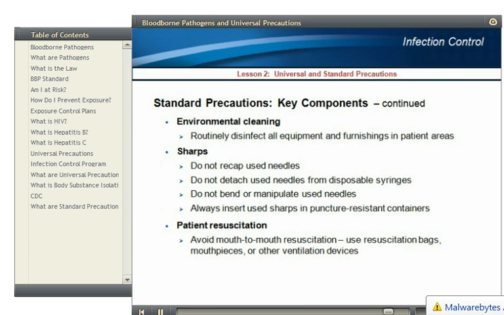Standard precautions. Key components continued. Environmental cleaning: routinely disinfect all equipment and furnishings in patient areas. Sharps: do not recap used needles. Do not detach used needles from disposable syringes. Do not bend or manipulate used needles. Always insert used sharps in puncture-resistant containers. Patient resuscitation: avoid mouth-to-mouth resuscitation. Use resuscitation bags, mouthpieces, or other ventilation devices.